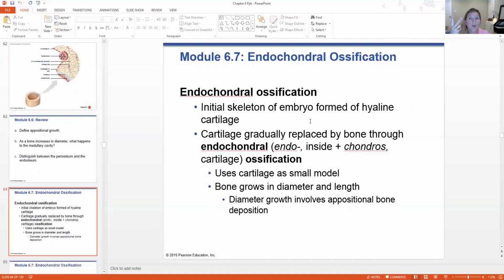So I said there were two main ways bones grow. One is appositional growth. The second is endochondral ossification. Endochondral ossification is how your bones were made when you were an infant, when you were an embryo, really. This is embryonic bone formation. So the initial skeleton of an embryo is made of hyaline cartilage. So that hyaline cartilage will gradually be replaced by bone through this process of endochondral ossification. It's basically using cartilage as a model. As the bones grow in diameter and length, the diameter growth will then involve the appositional bone growth.